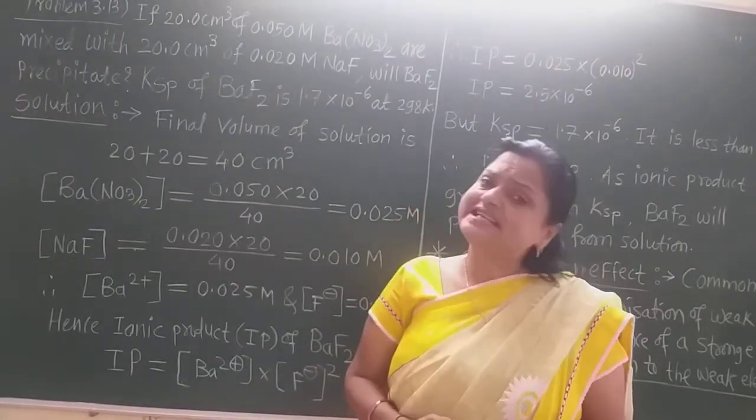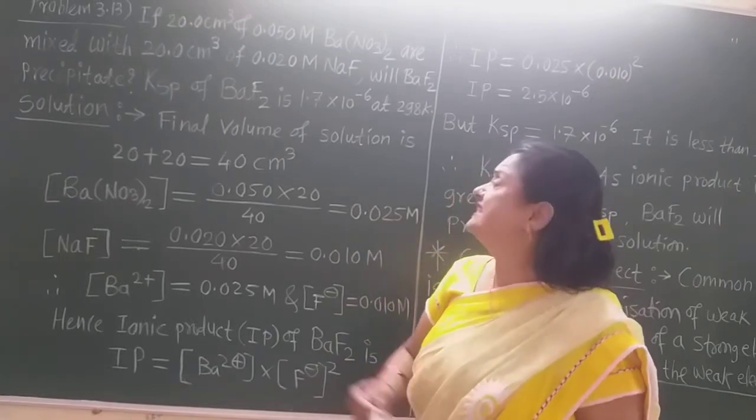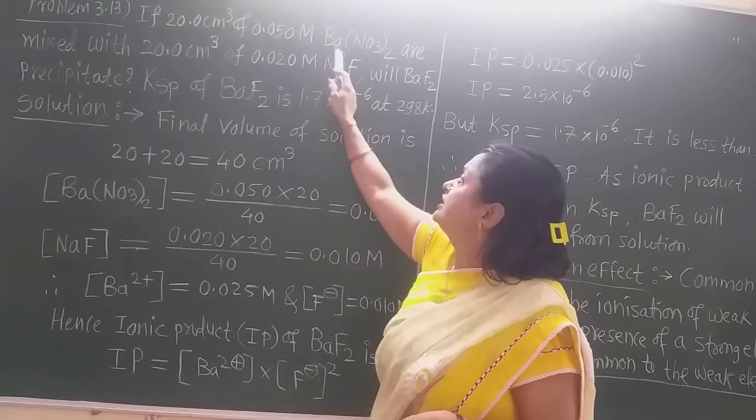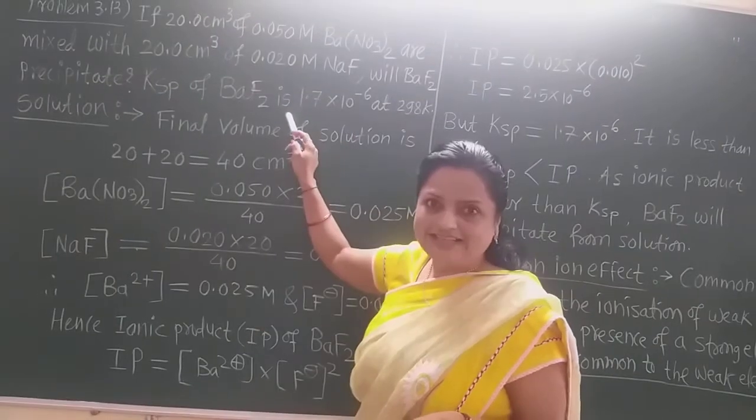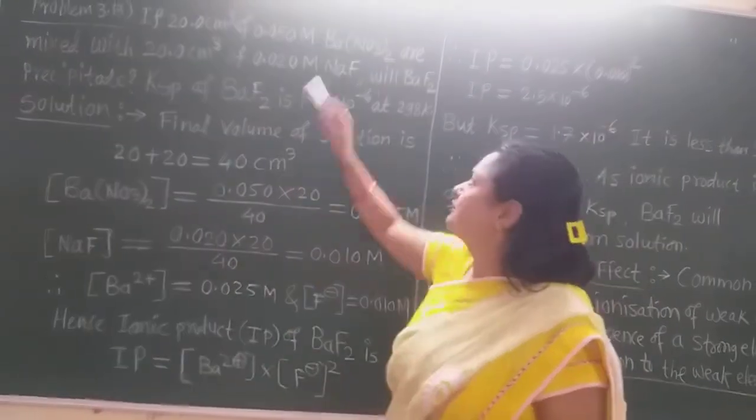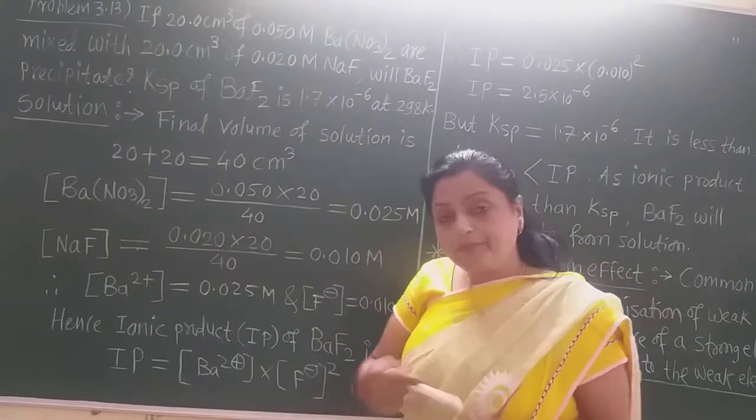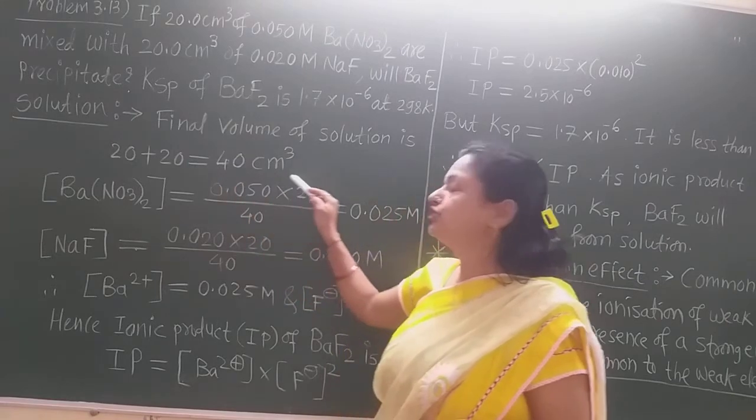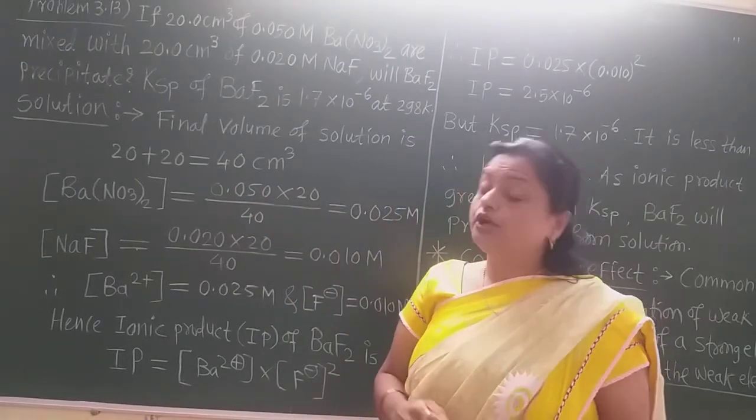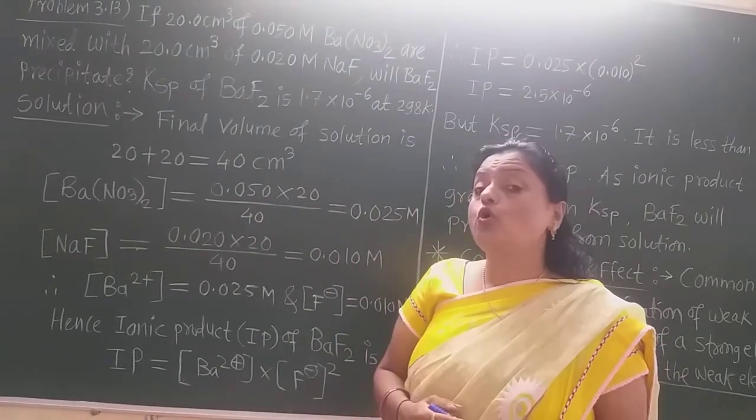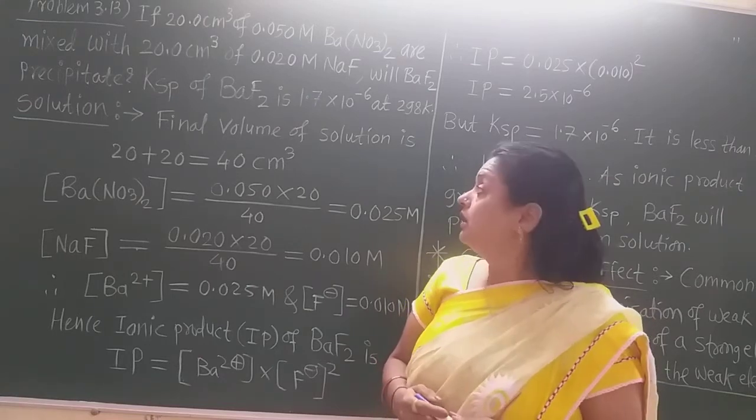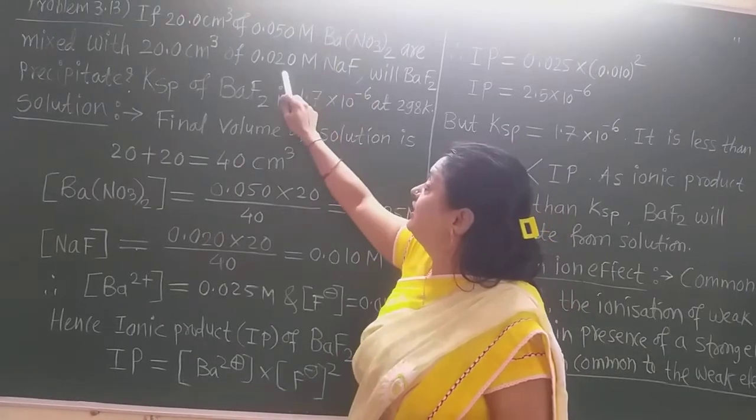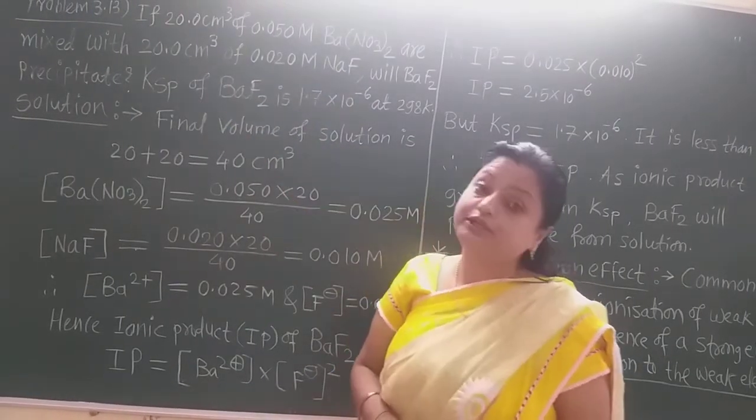Why do we mix these two solutions? Because on mixing barium nitrate and sodium fluoride, there is formation of barium fluoride. Barium fluoride is formed after the reaction of these two, and therefore on mixing, the final volume of the solution becomes 40 centimeter cube. Now we have to calculate the concentration of ions in 40 centimeter cube volume, and these concentrations are given in 20 centimeter cube.